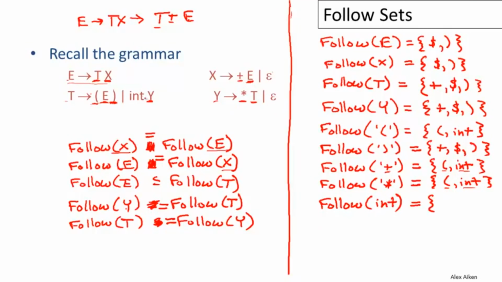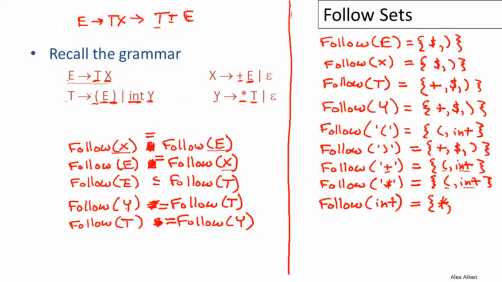Okay, and where is that used in the grammar? Well, it's right here. All right. So what's going to be in the follow of int? Well, it's going to include everything in the first of y. Okay, and what's in the first of y? Well, times was in the first of y, and epsilon was in the first of y. But remember, we don't include epsilons in follow sets. So y contributes times to the follow of int.